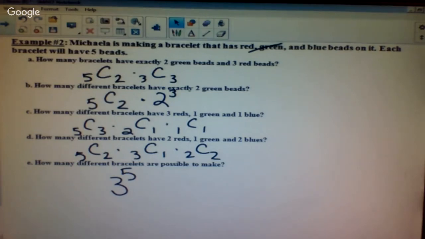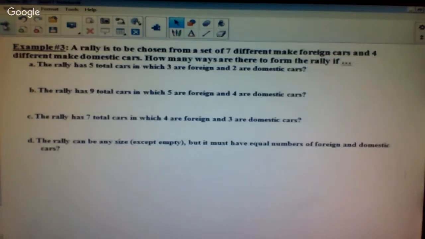Yes, I started with 5. I'm using 3 of them, so I only have 2 left. I have 2. I'm using 1 of them, so I only have 1 left. Yes, that's exactly what's happening here. I started with 5. I'm using 2 of them, so I have 3 left. I have 3. I'm using 1 of them, so I have 2 left. I have 2. I'm using 2 of them, so I have none left, so I'm done. That's exactly how that works.